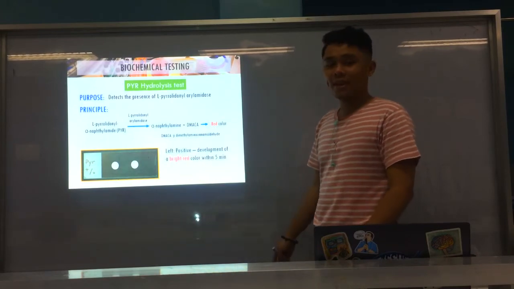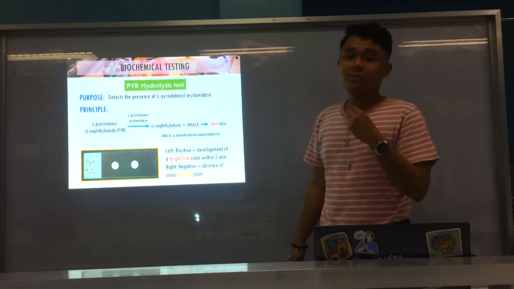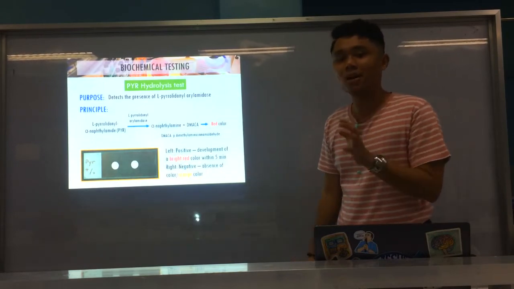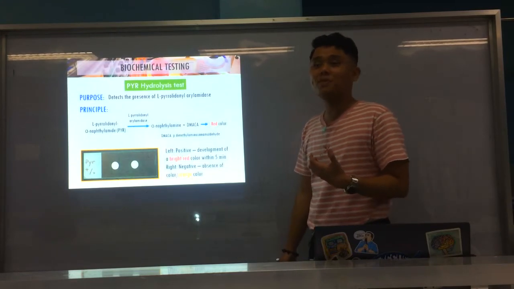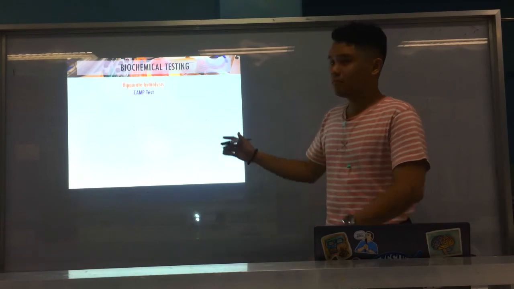Bright red color within 5 minutes is positive, and negative is no color or an orange color. Okay, so again, that's for PYR hydrolysis. Basta gani PYR positive, you have Strep bovis. Alright, so that's first for PYR.